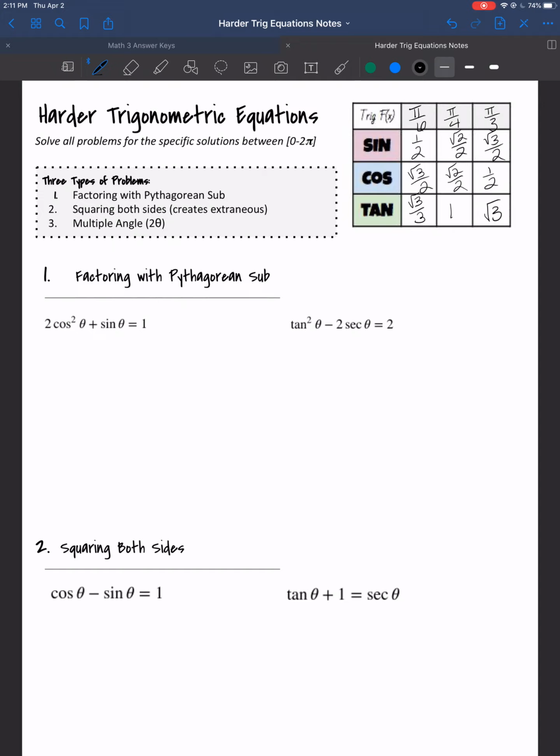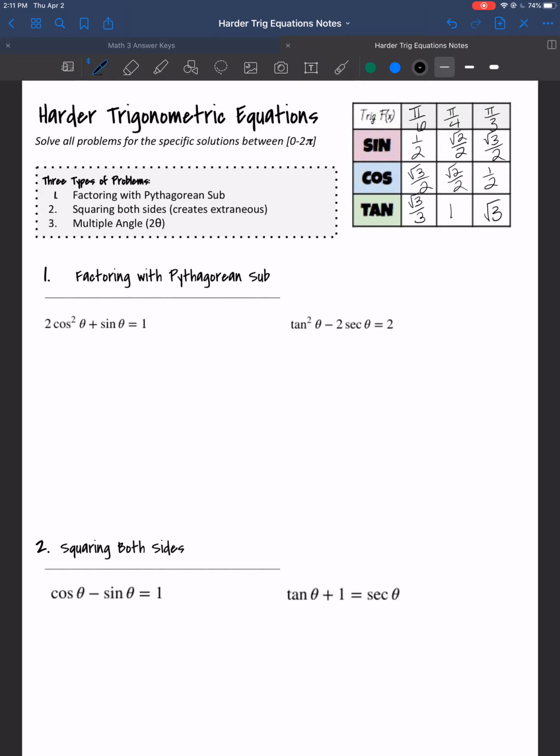And the third type, you're going to start getting a period switch on the graph, which is going to start creating more than two solutions like we're used to. So we're going to jump right into factoring here. I've pulled two different equations.